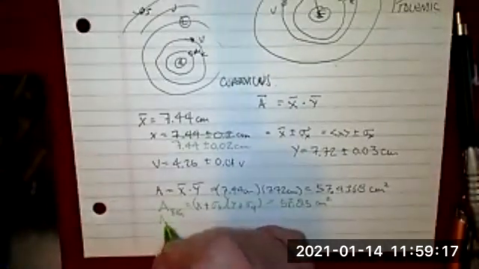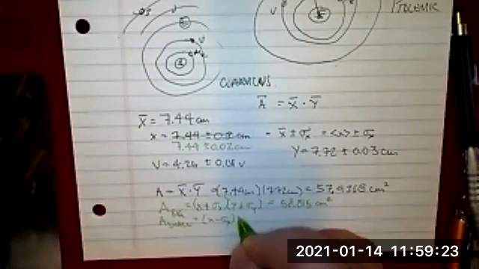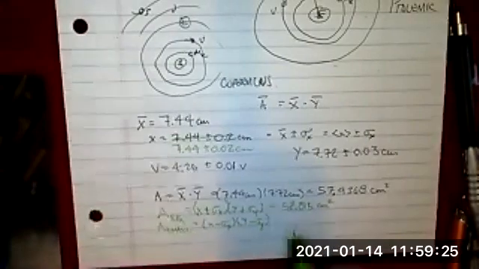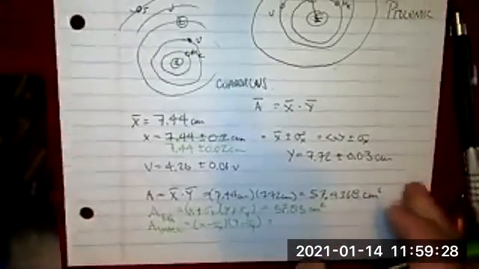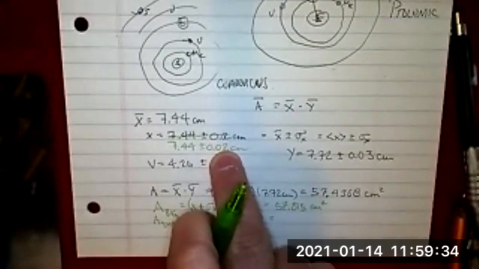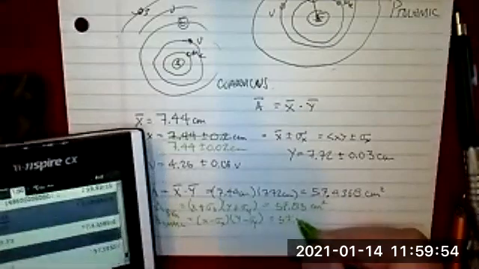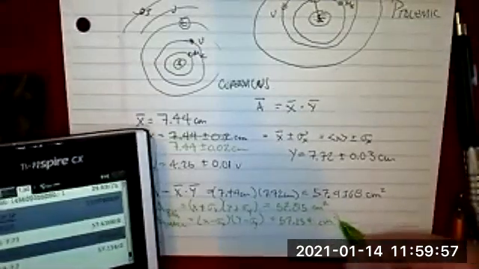The smallest one would be A small, which I'm going to say is X minus sigma X times Y minus sigma Y. Does everybody understand why I'm doing pluses and minuses there? What I'm saying by putting that plus or minus 0.02 is the absolute smallest I really expect this to be would be 7.42. The absolute biggest is 7.46. So now I'm going to do 7.42 times the other one would be 7.70. And in that case, I get 57.134 centimeters squared.